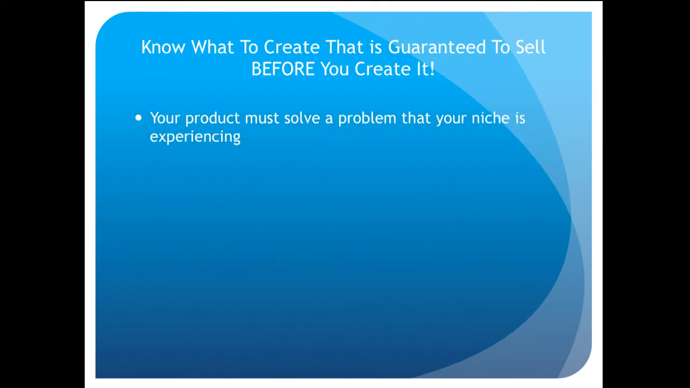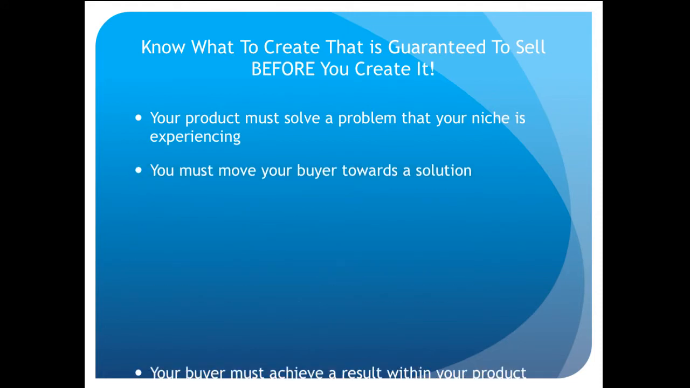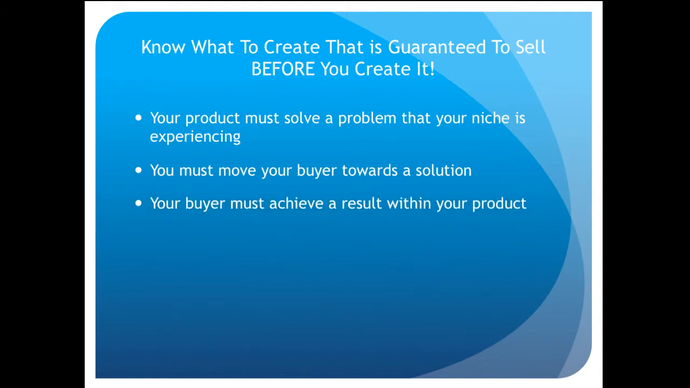Your product must solve a problem that your niche is experiencing, a problem that they are experiencing in this very moment. And we'll share with you how you identify that. You also must move your buyer towards a solution of that problem. And finally, your buyer must achieve a result within your product. Your product has got to teach and yield a result. So when your buyer walks away from the product after using it, they had a very good interaction with you and they've actually achieved a result of their problems, okay?